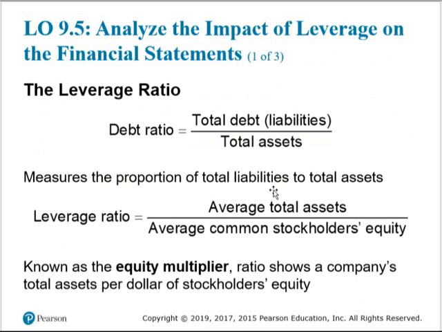Ratios. We love ratios. Leverage ratio shows average total assets per dollar of average common stockholders' equity. A ratio of 1 would mean the company has no debt. The formula is shown here. The debt ratio is total debt divided by total assets, and then average total assets divided by average common stockholders' equity.